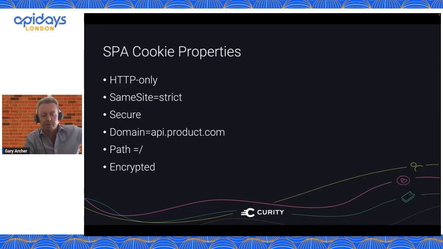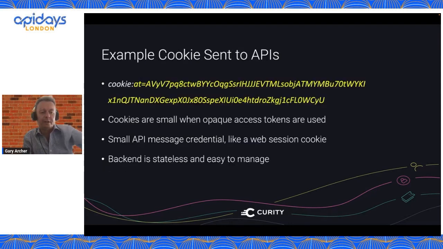You don't need to send the cookie when you're getting a CSS file or an image or something, because those resources traditionally don't need securing. So the cookie is very much an API message credential, and that's what it's used for. Let's look at an example cookie here. So here's a cookie containing an access token.